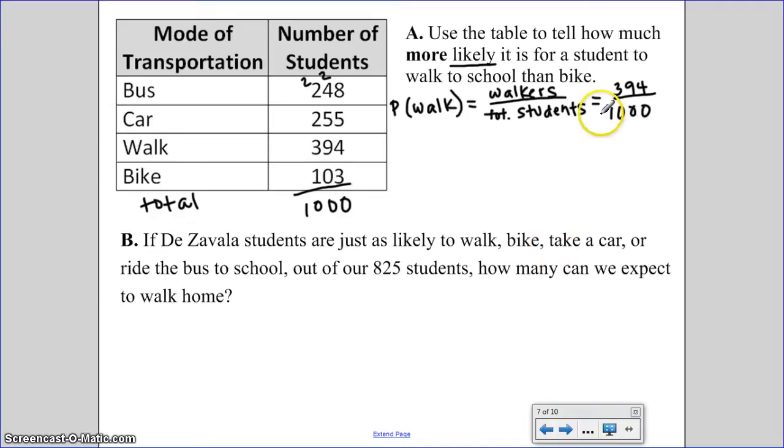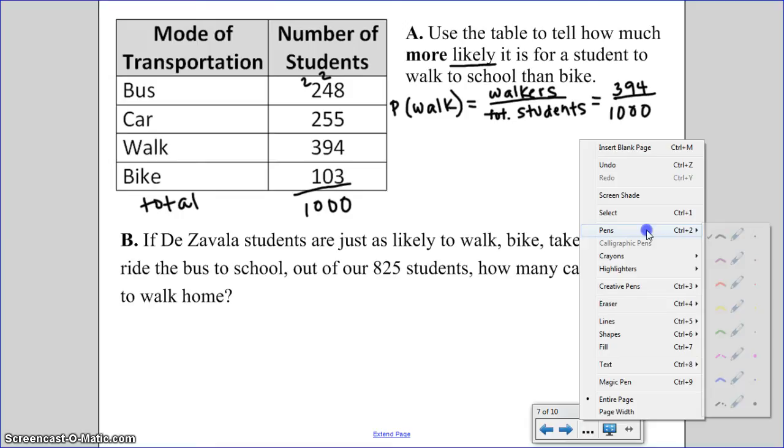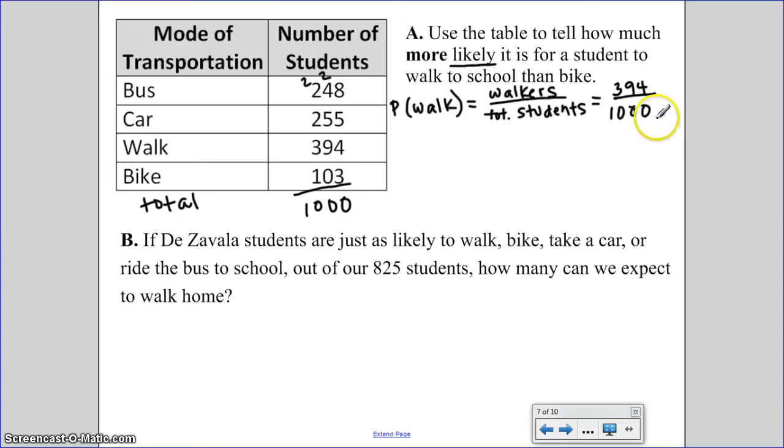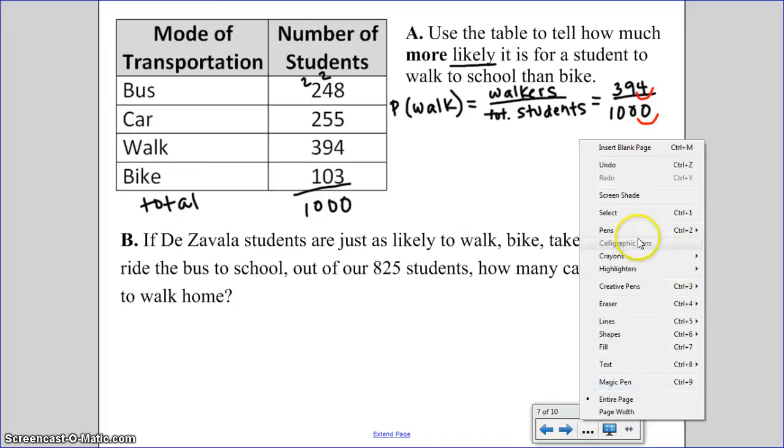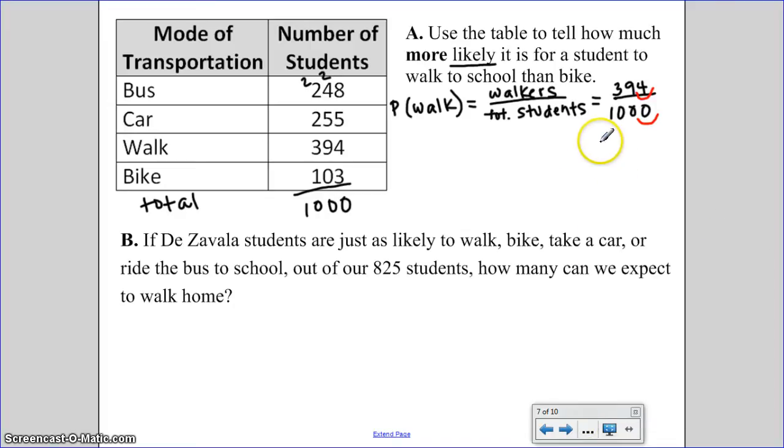And really similarly to what we did before, remember how we just moved that decimal place over because we know that a percent is out of 100? So I can do the same thing. So that means that there are 39.4% of students that walk.